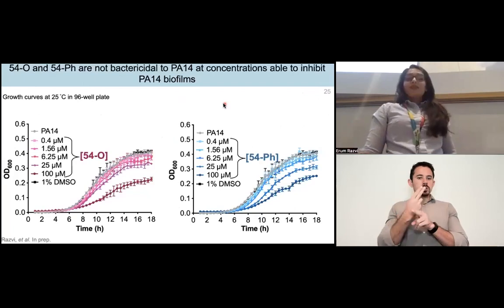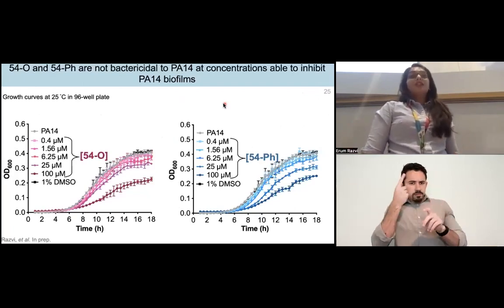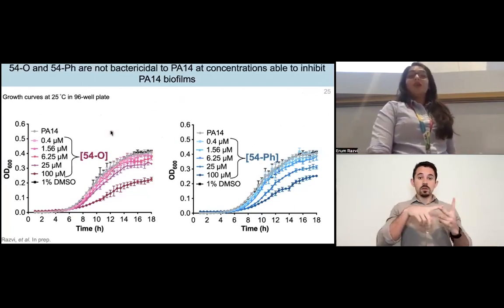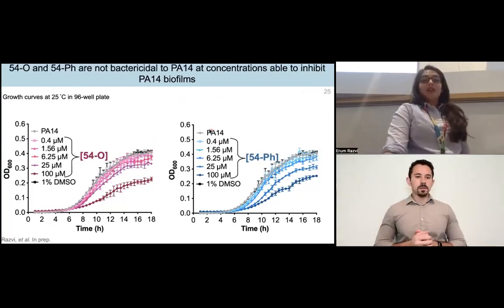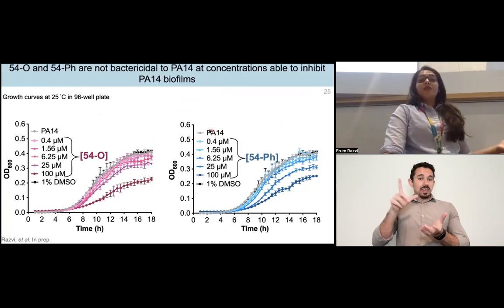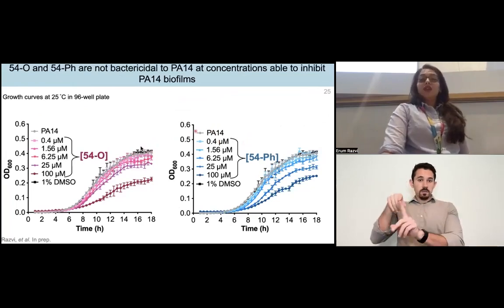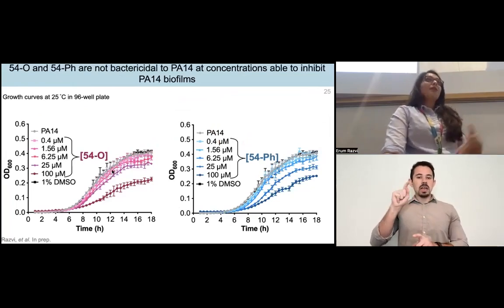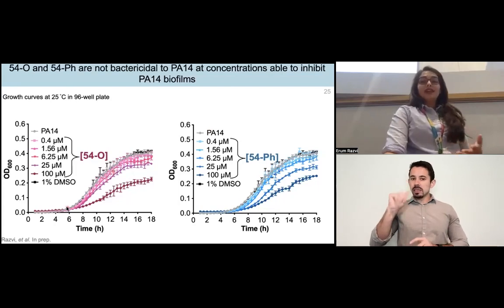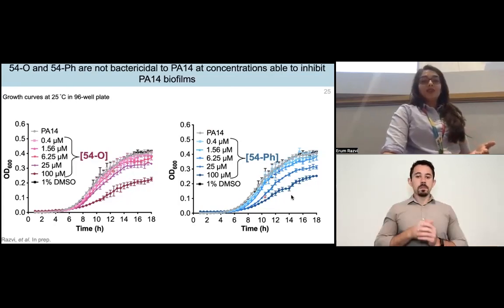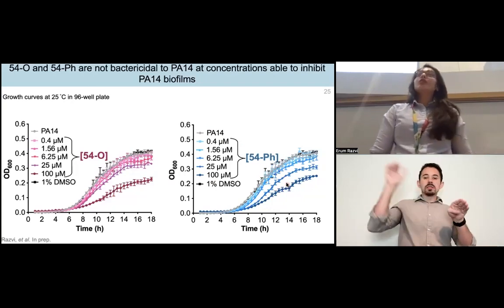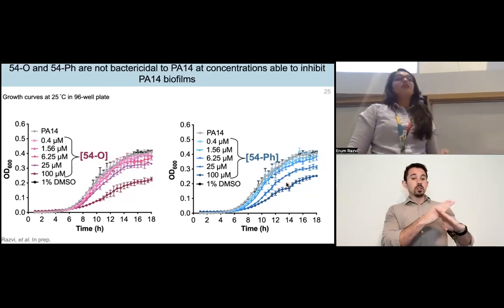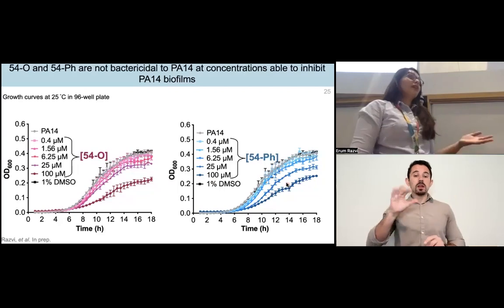First, I performed growth curves using PA14 to determine whether 54O and 54PH have antimicrobial activity. At high concentrations, well above the IC50 value, there are bacteriostatic but not bactericidal effects, and that's indicated by the decreased exponential phase. So this supports that the inhibitory modality of 54O and 54PH is not by bacterial killing.